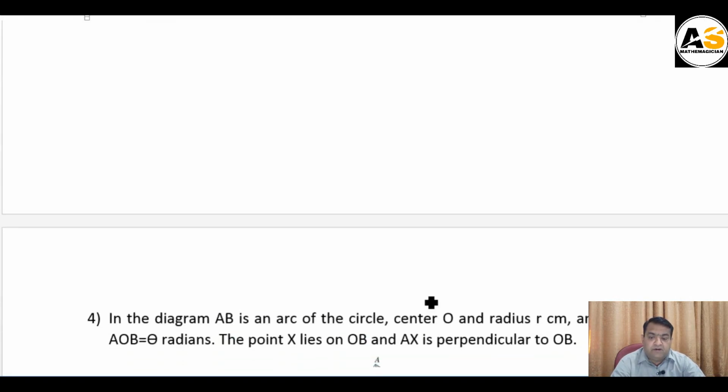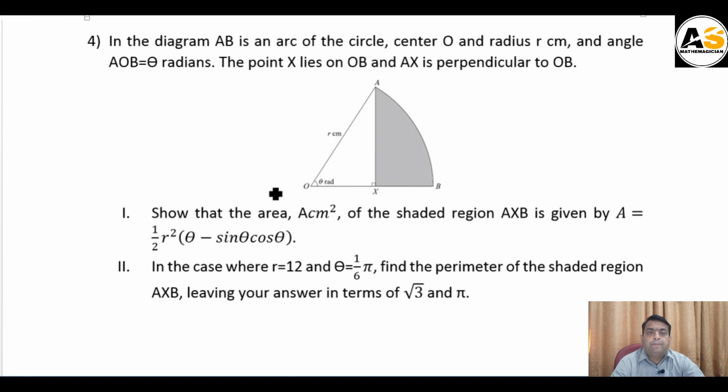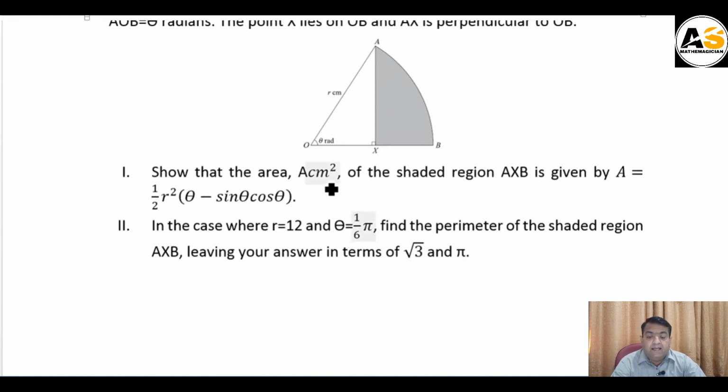Let us move to our next question, question number 4. In this question, we are given a diagram. AB is an arc of a circle, center O, radius is r, this angle is theta, this angle is 90. AX is perpendicular to OB. It means AXO is a right angle triangle, and angle AOB is theta. Point X lies on OB and AX is perpendicular. We have to show that the area of the shaded region is given by this.